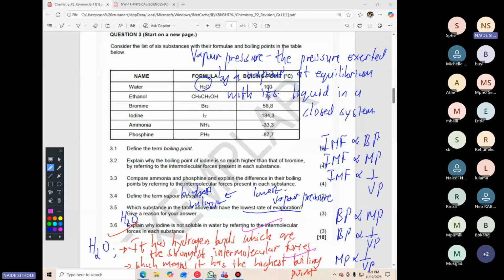But let's say we must identify and then give a reason, and it was only 2 marks, then it would be enough to say H2O, it has the highest boiling point. So use your discretion when dealing with those questions.